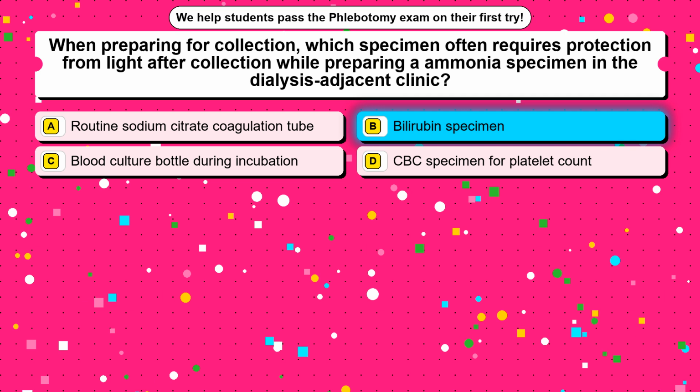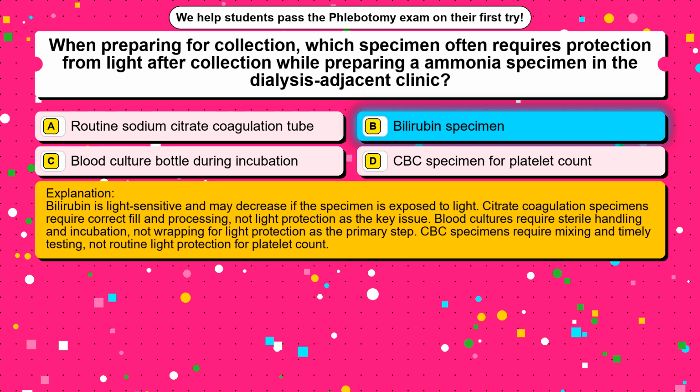The correct answer is option B. Bilirubin specimen. Bilirubin is light-sensitive and may decrease if the specimen is exposed to light. Citrate coagulation specimens require correct fill and processing, not light protection as the key issue. Blood cultures require sterile handling and incubation, not wrapping for light protection as the primary step. CBC specimens require mixing and timely testing, not routine light protection for platelet count.